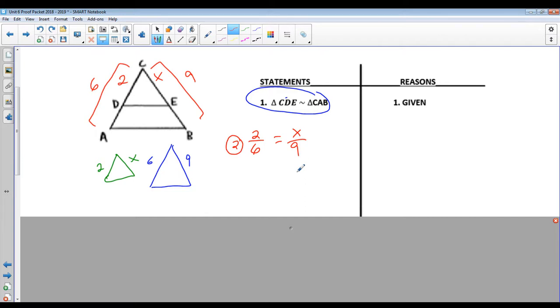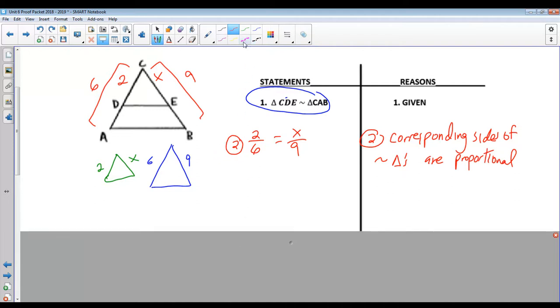All right, we've talked about we can set up different proportions as long as they're consistent. So the reason I know that I can do that is because corresponding sides, so sides that match up, corresponding sides of similar triangles are proportional. All right, you can write that in your own words, but that's how I like to say it. Corresponding sides of similar triangles are proportional.